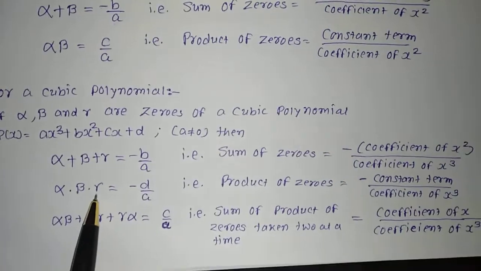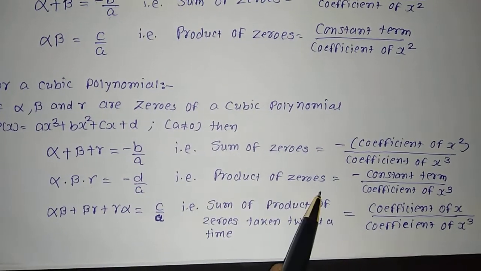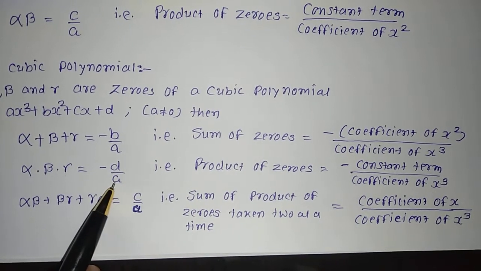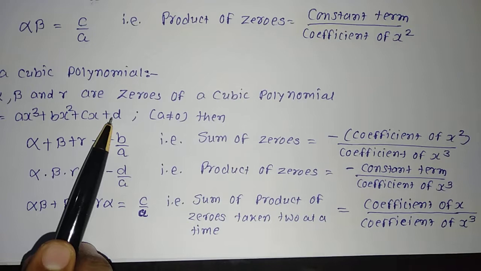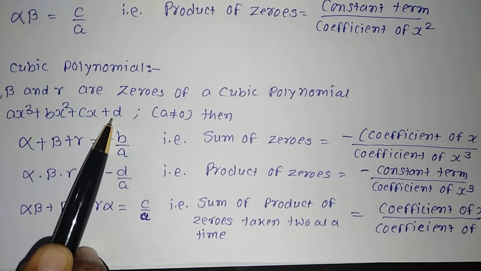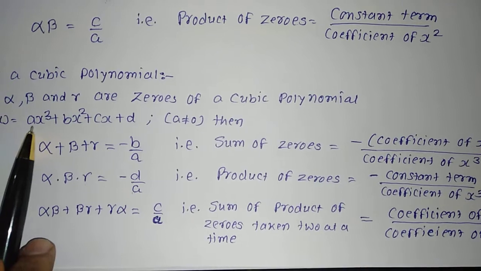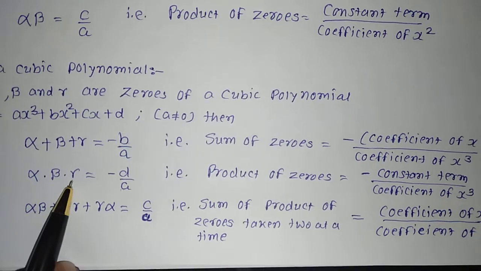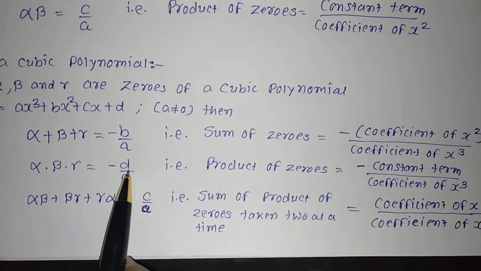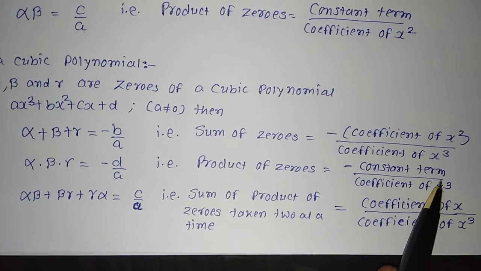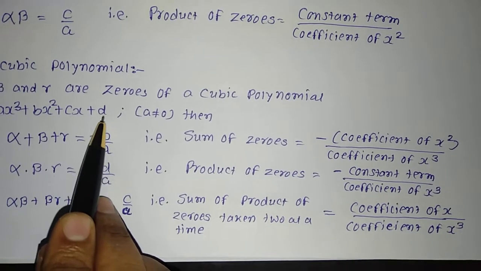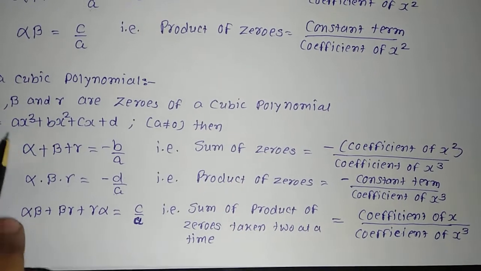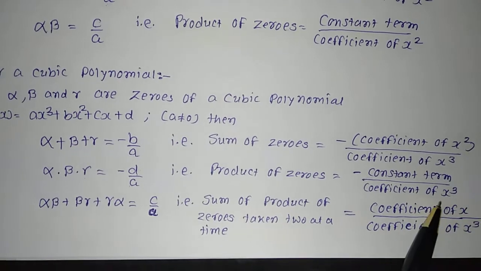Alpha into beta into gamma, the product of all these three zeros, is equal to minus d upon a. As per the general format, what is d? d is the constant term. What is a? a is the coefficient of x cube. So the product of the zeros alpha into beta into gamma is equal to minus d, that is the constant term, upon a, the coefficient of x cube.